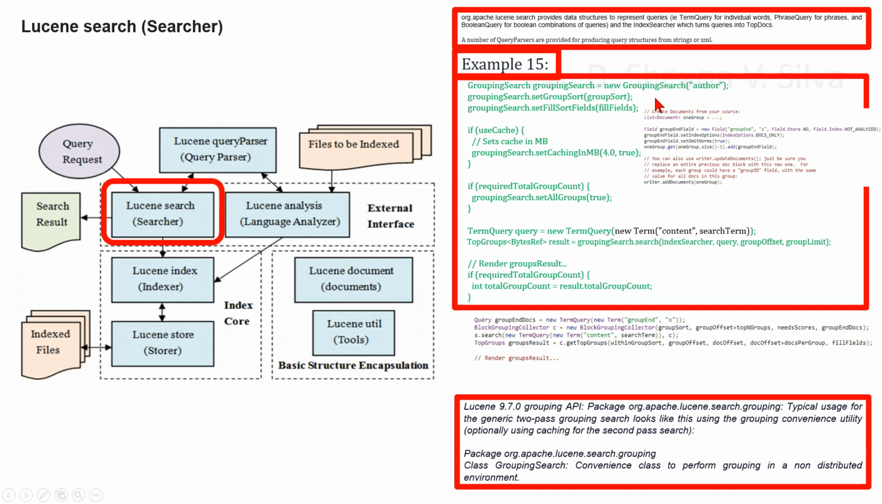Group sort: how the groups are sorted. For the grouping sorting process, each group is represented by the highest sorted document according to the group sort within it. For example, if it's price ascending, then the first group is the one with the lowest priced book within it. Or if you specify relevance group sort, then the first group is the one containing the highest scoring book.